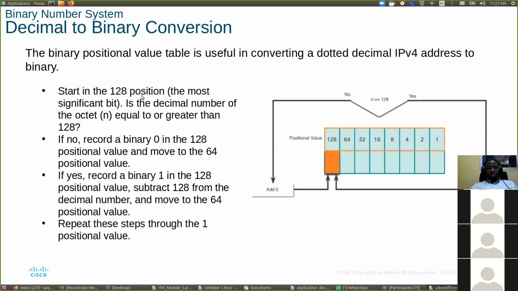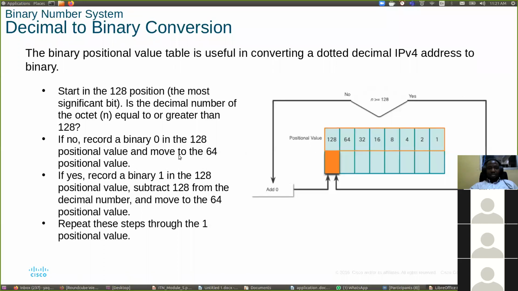First, it says start at the 128 position, the most significant bit, and check whether the decimal number of the octet is equal to or greater than 128. If a particular decimal number is given to you, check whether it is equal to or greater than 128, because 128 is the most significant bit here.